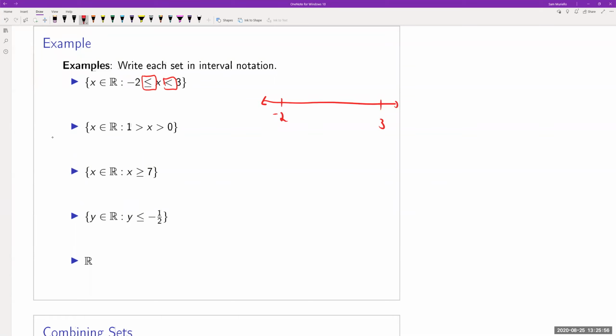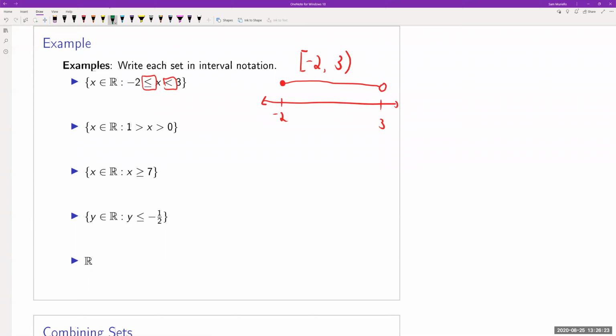I do want to include -2 because I can be less than or equal. But for 3, I want to not include it because there's this just less than sign. And then I would connect it with this line. In terms of interval notation, I want -2 comma 3, a closed bracket here, and open parenthesis here. It's okay that they're mixing and matching.